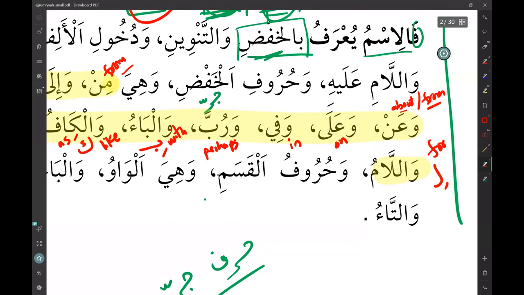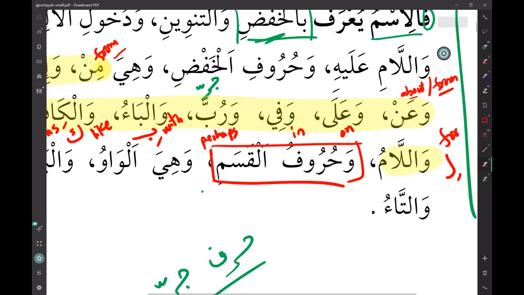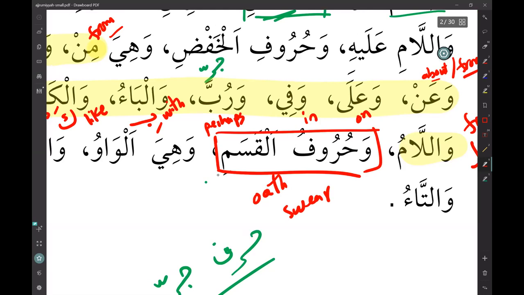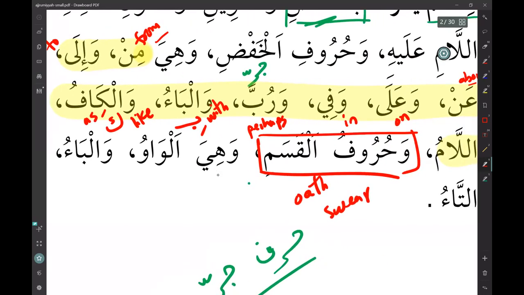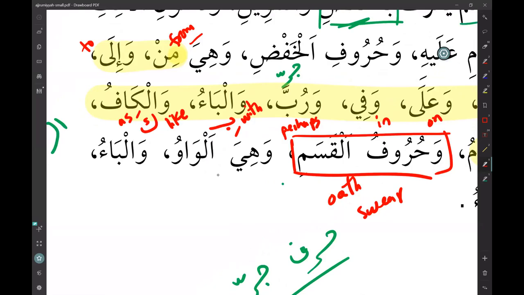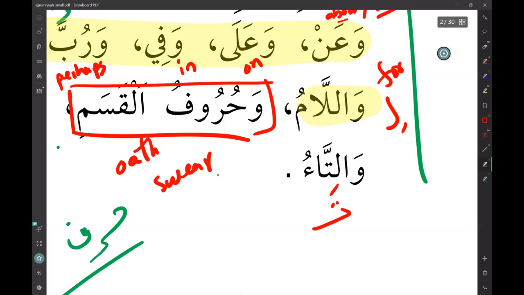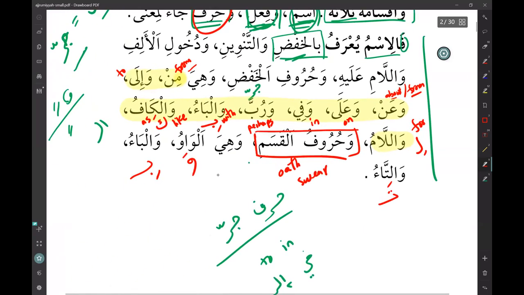Then it says, we have another type of particles, which is huruful qasam, the letters or particles of what? The oath or swearing. Okay, swear. So what does it mean? For example, when you swear, you'll see it's here. They are al-waw, al-ba, again it's b, with the fatha. Okay, wa, bi, and ta.